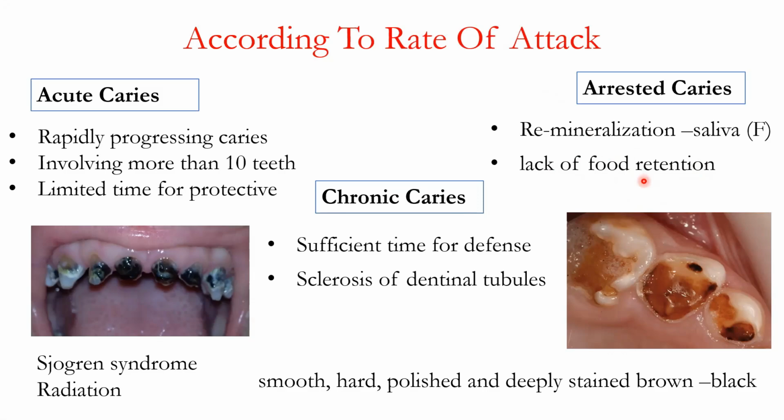So arrested caries is smooth, hard, polished, and it is deeply stained either black or brown in color. And because it is smooth and polished, the food is not retained basically. And that is the reason the caries might become arrested. So this is the classification based on the rate of attack: acute, chronic, and arrested.